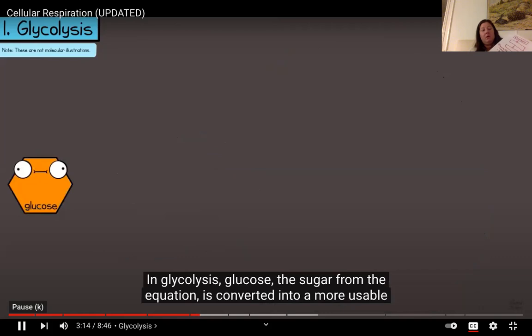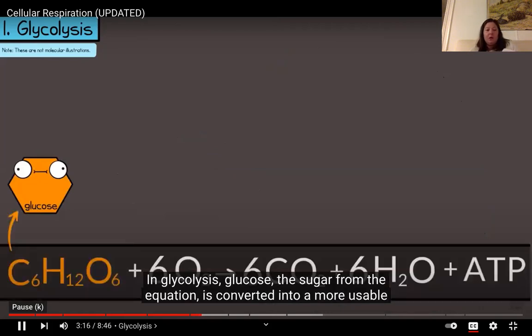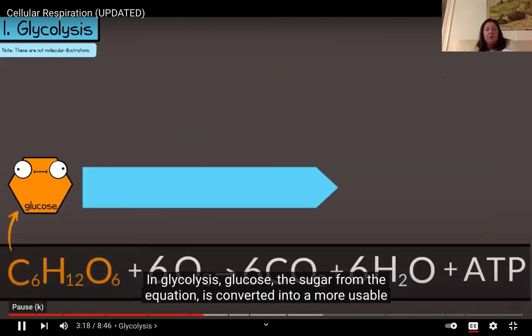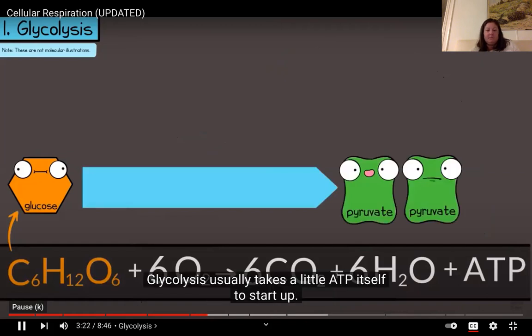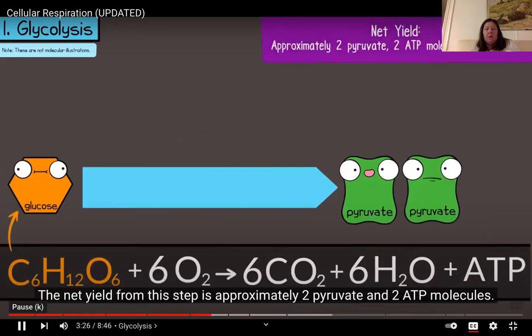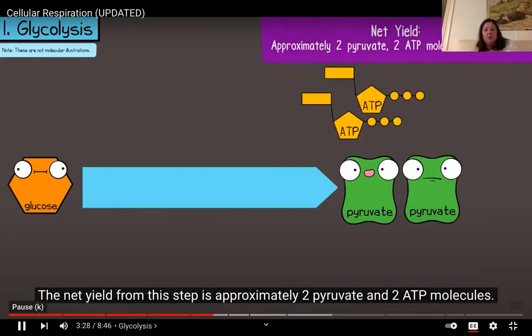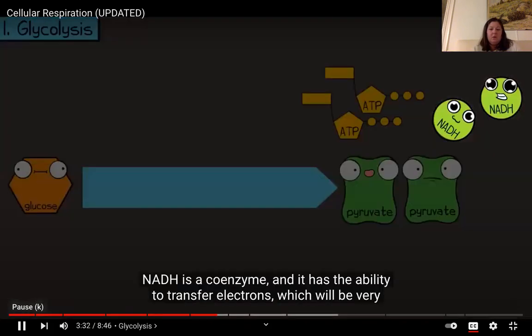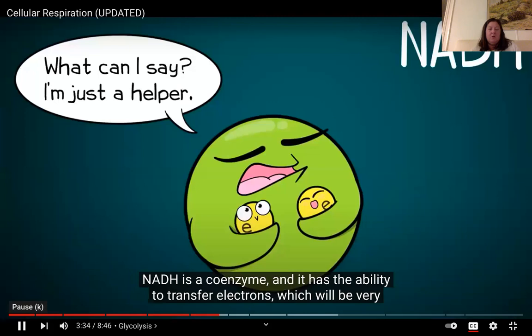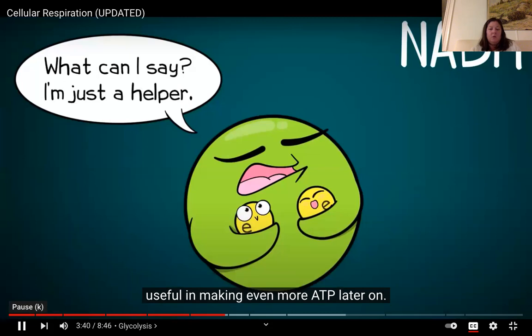In glycolysis, glucose, the sugar from the equation, is converted into a more usable form called pyruvate. Glycolysis usually takes a little ATP itself to start up. The net yield from this step is approximately 2 pyruvate and 2 ATP molecules, and 2 NADH. What is NADH? NADH is a coenzyme, and it has the ability to transfer electrons, which will be very useful in making even more ATP later on. We'll get to that in a minute.